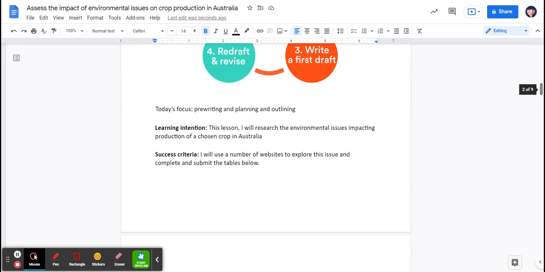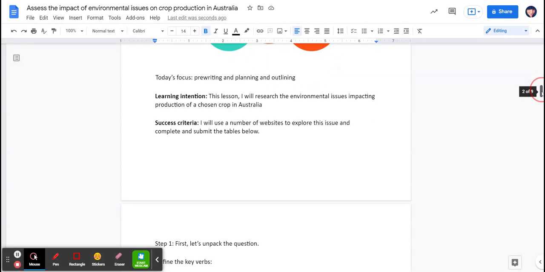And the learning intention for today is that I will research the environmental issues impacting the production of a chosen crop in Australia. So we'll be looking at a general overview of how different environmental issues impact crop production in Australia. And then we'll be going more specifically where you will get to choose either sugar, wheat, or rice and have a look at how different aspects impact the crop production in Australia.